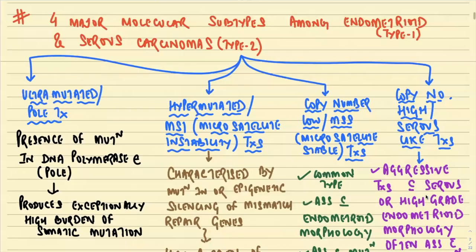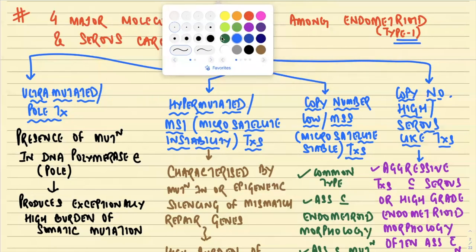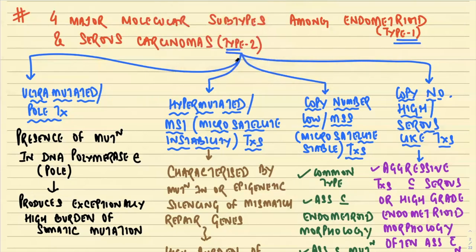So before we start with the individual types of endometrial carcinoma, a very important update which is present in the 10th edition of Robbins, and it's a potential question for your exam, is the molecular subtyping of endometrioid as well as serous carcinoma, that is both type 1 and type 2 endometrial carcinomas. They have a certain amount of molecular alteration, okay, that we are going to understand.